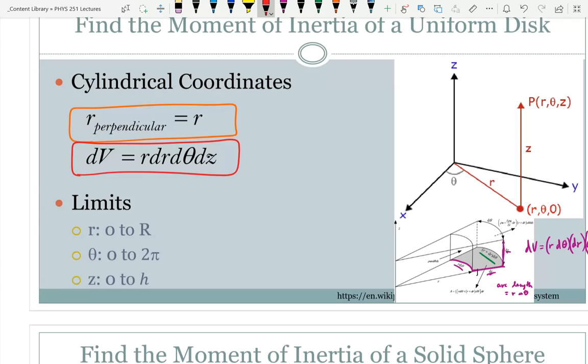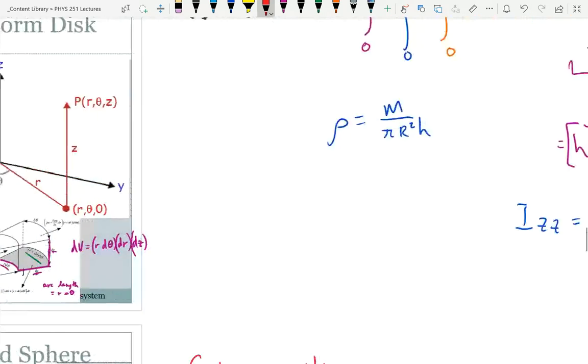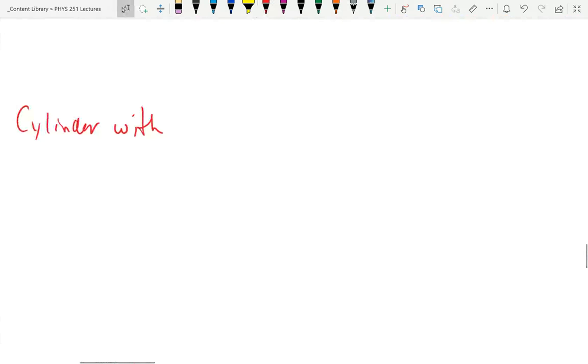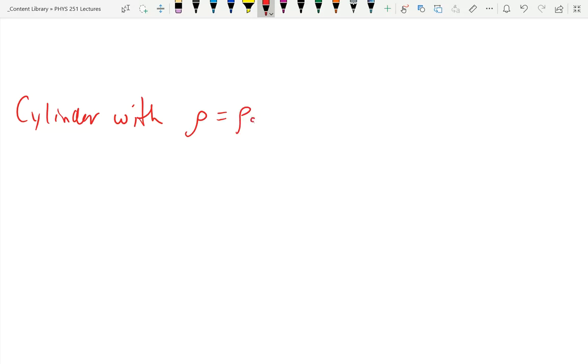If this was a math class, I would give you all the numbers and say calculate it. But it's not a math class. Okay, so cylinder with rho equals rho 0 times 1 plus R. I didn't put R over R. Well, sure, why not? So it doesn't have to scale. Well, it has to have the right units anyway.